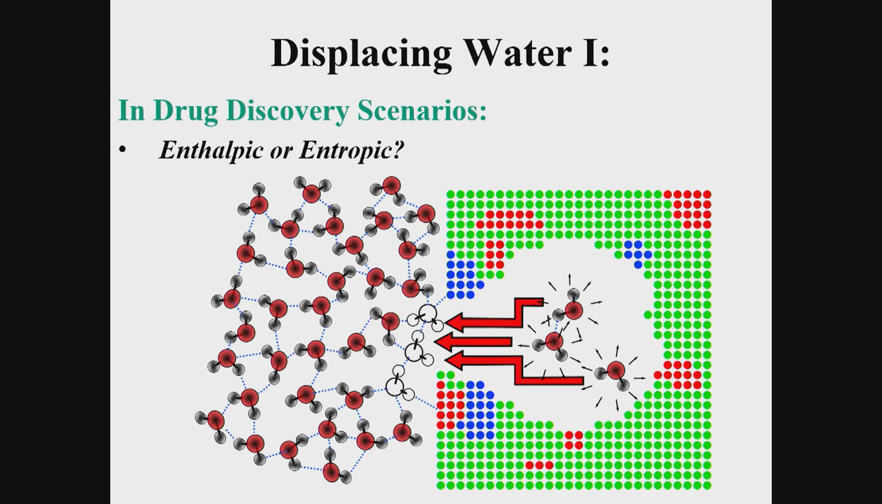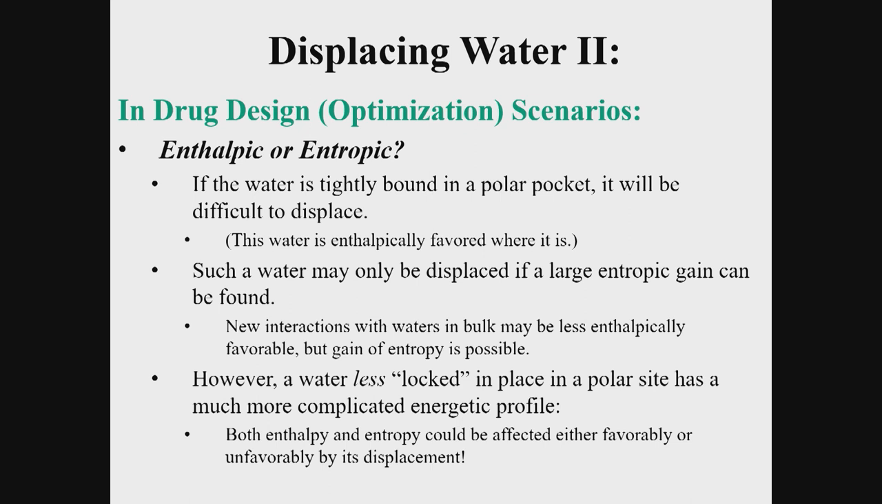Another scenario is a drug design scenario, an optimization scenario. In this case, we already have a molecule in our active site, but we want to improve it, and we may be nearby a water molecule that, if we could displace it, could possibly improve the binding of our compound. If the water is tightly bound in a polar pocket, it's going to be really hard to get out. It's enthalpically favored where it is, and when we displace it to the bulk, it's not going to increase in entropy very much, if at all.